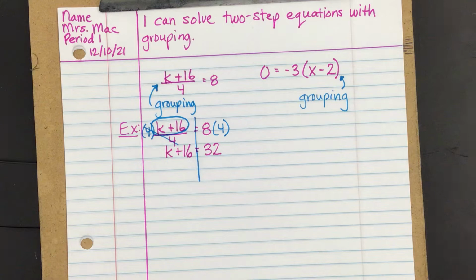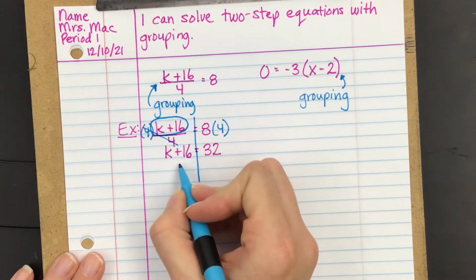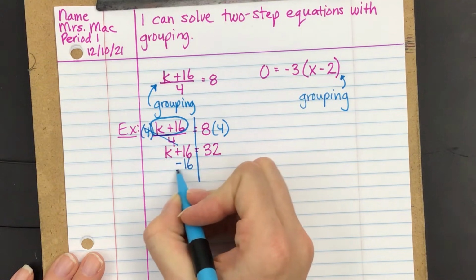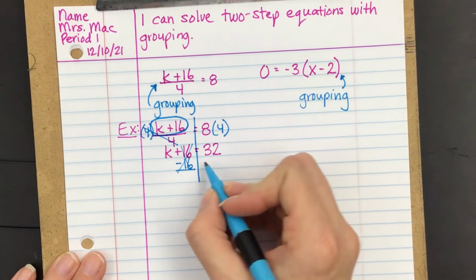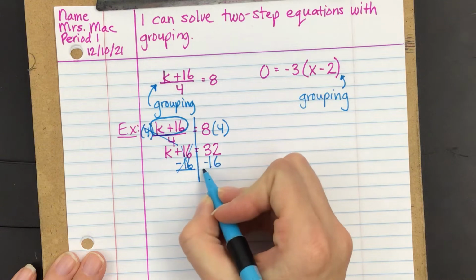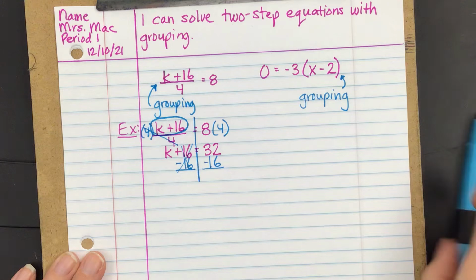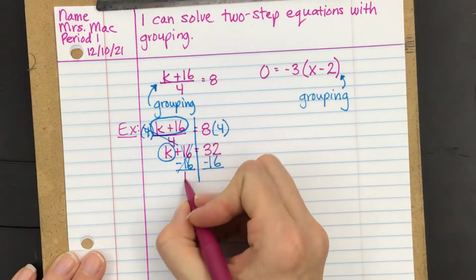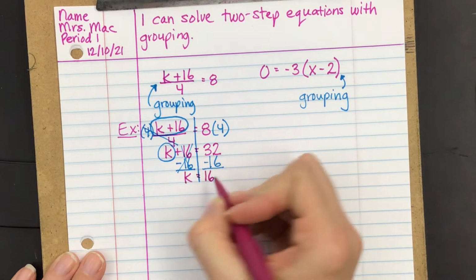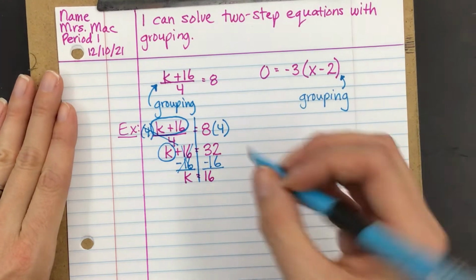Now the last thing we're going to do here is undo our addition or subtraction. So the opposite or the inverse operation for adding 16 will be to subtract 16. 16 minus 16 is just 0, so that cancels out. And what I do to one side, I have to do to the other. And what I'm left with is k is equal to 16. Okay.